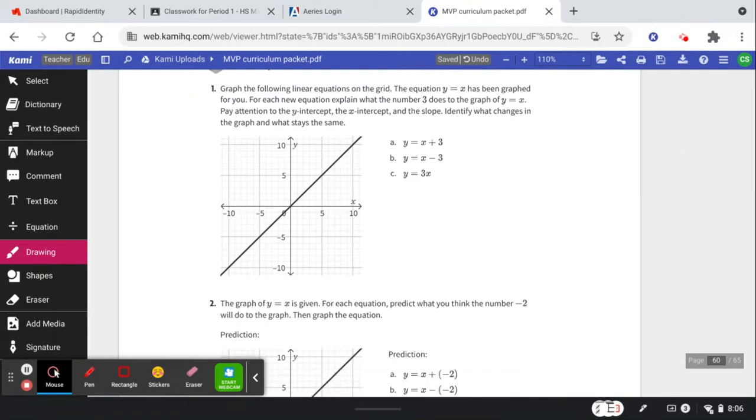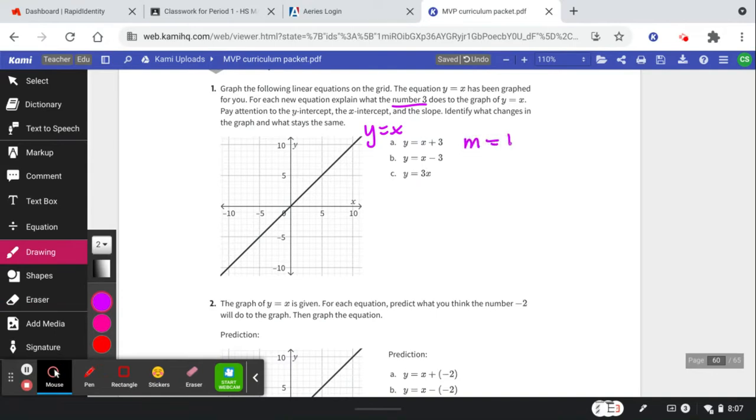So graph the following linear equations on the grid. The equation y equals x has already been graphed on there. There's our parent function of y equals x. For your new equation, explain what the number 3 does to the graph. So what's it doing here, what's it doing here, and what's it doing here? Okay, so let's go graph these.